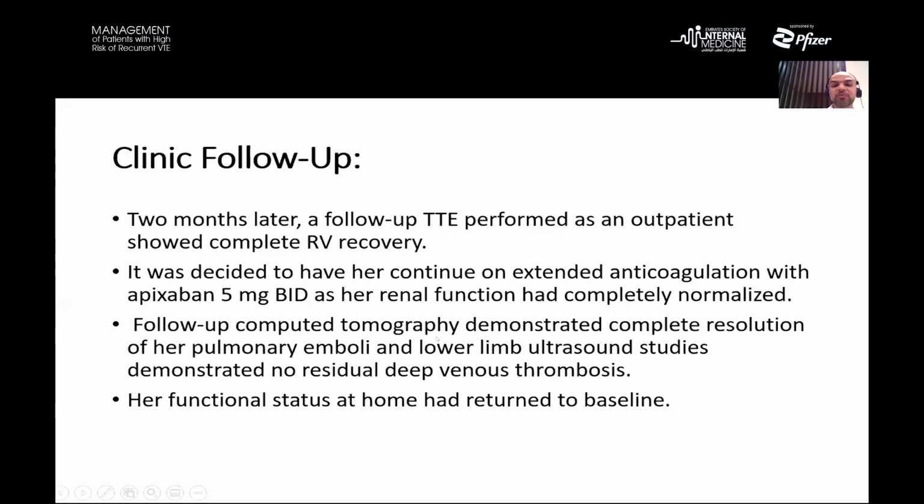A follow-up CT scan was also done and showed complete resolution of the pulmonary emboli. And the lower limb ultrasound showed no residual DVT as well. The patient was doing very well. Her functional status is back to normal, and I'm in touch with her from time to time to ask about her condition, and she is doing very well at home.